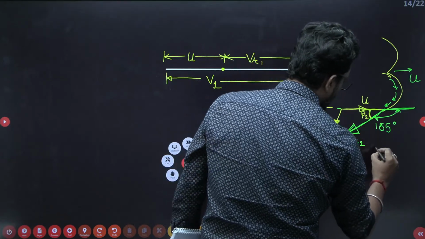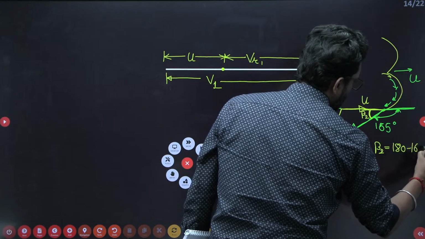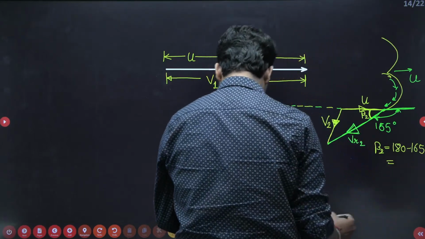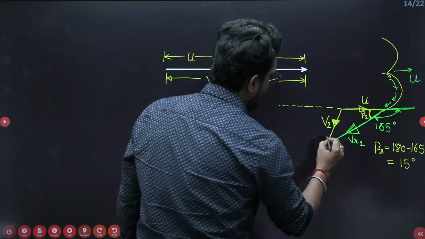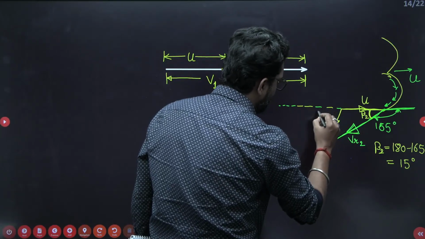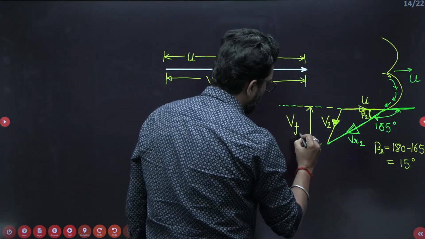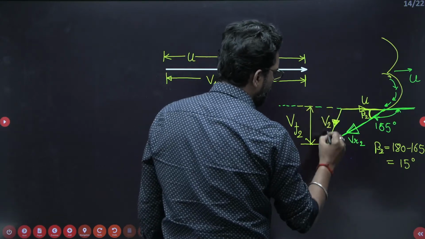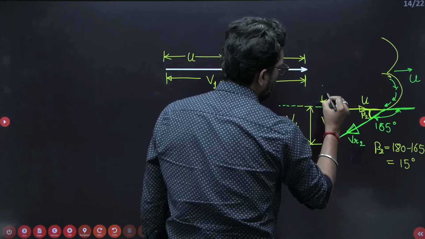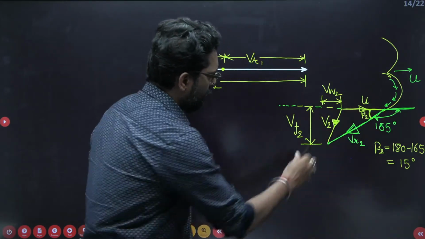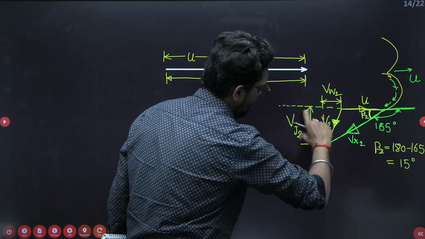So what is beta 2? Beta 2, that means the blade at exit, is 180 minus 165. It is approximately 15 degrees. Now if you take the V2 component in the vertical direction, this is called VF2. And if you take the horizontal component of V2, this is your VW2. So V2 has two components, the horizontal component and the vertical component.